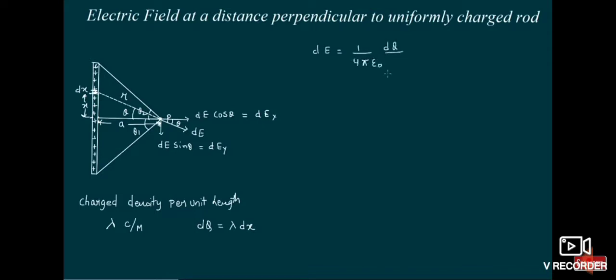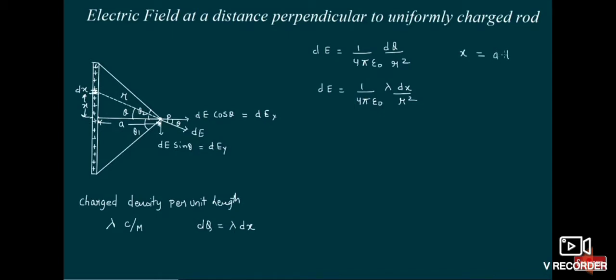The dE is given by 1 by 4 pi epsilon dq by r squared, that is q by 4 pi epsilon r squared. We are considering a small charge, therefore dq divided by 4 pi epsilon r squared. Then dE is given by 1 by 4 pi epsilon naught, dq is lambda dx, divided by r squared. The distance r from the point dx to P is given by root of x squared plus a squared.